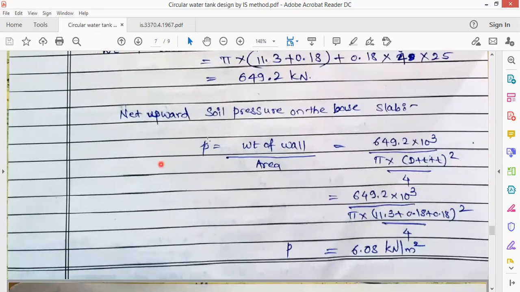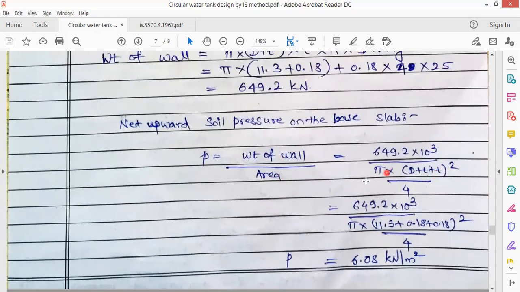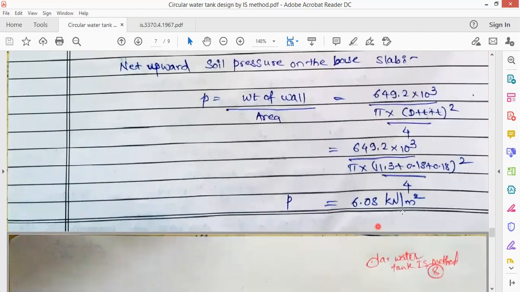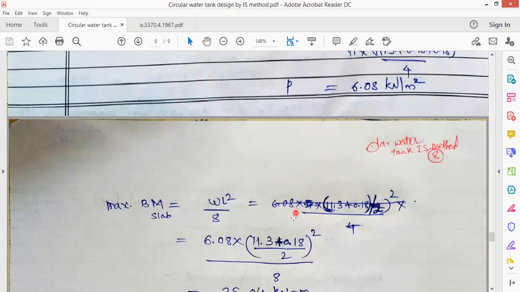So the upward net soil pressure I will calculate. It is the weight of the wall divided by area. So area is the area of the slab. So it is the inner diameter plus thickness. Both sides t is there. So d plus t plus t. So this side thickness plus diameter. So it is d plus 2 times thickness. So the weight of the wall we have, area is there, so we have the pressure as 6.08 kilonewton per meter square. So for this I will calculate the bending moment.